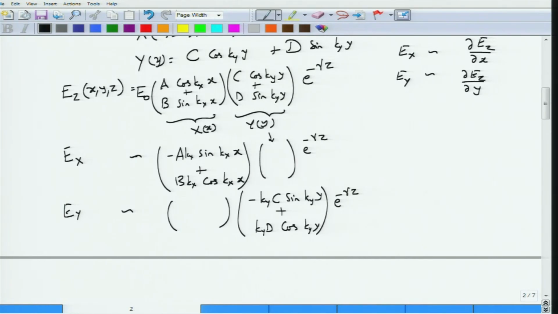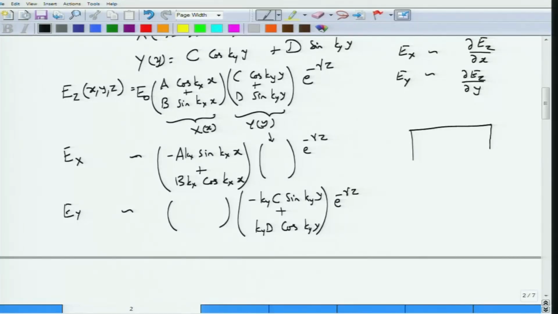We still don't know what A, B, C and D are. We still don't know what kx and ky are. How do we go about solving for them? Well, here is where we need to apply the boundary conditions, right? So, what are the boundary conditions? Look at the cross section of the waveguide. Along x, I have two boundaries, x equal to 0 and x equal to a. Along y, I have two more boundaries, y equal to 0 and y equal to b, right. So, this entire top plate of the cross section will have y equal to b.